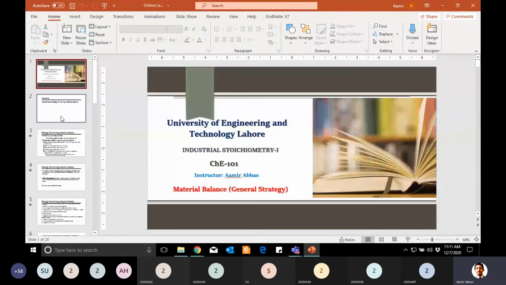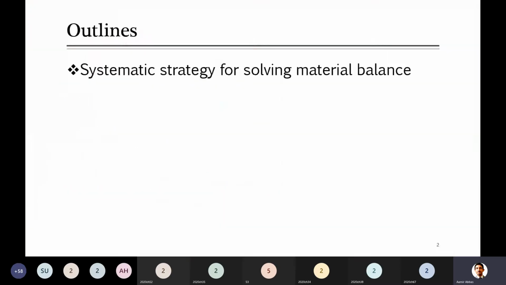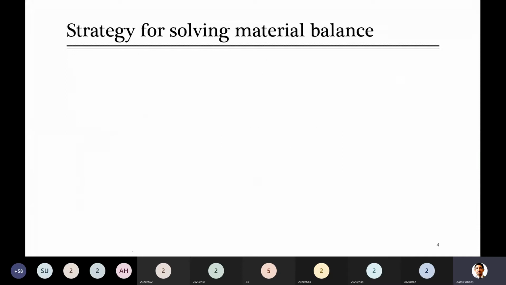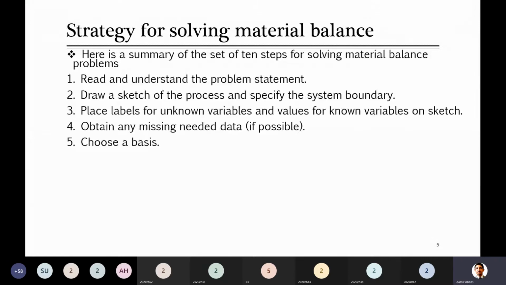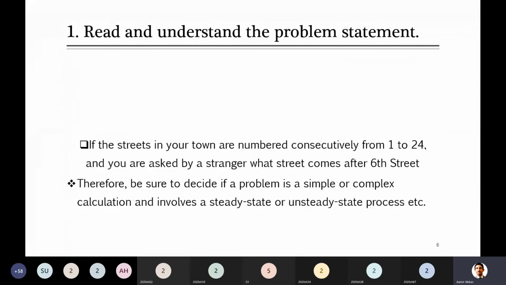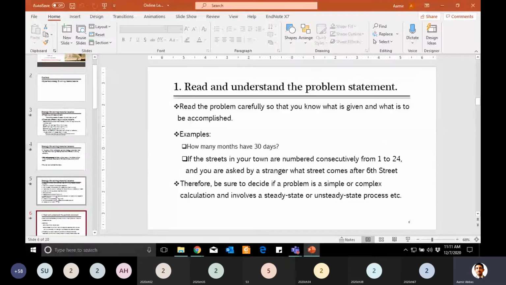Last time we started with this, that we have to study the general strategy for material balance, and there are somehow 10 steps. So I have told you that it's good to follow these steps. Otherwise, you can also solve the problem, but maybe if you follow these steps, it will be easy for you to reach the solution. So we discussed, I think, 6 of these in detail, and now we have to proceed forward. So if I just quickly recall them, what were those steps.